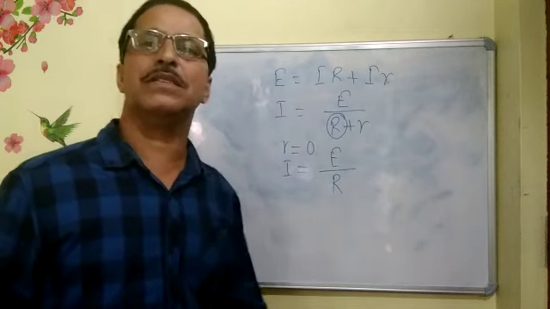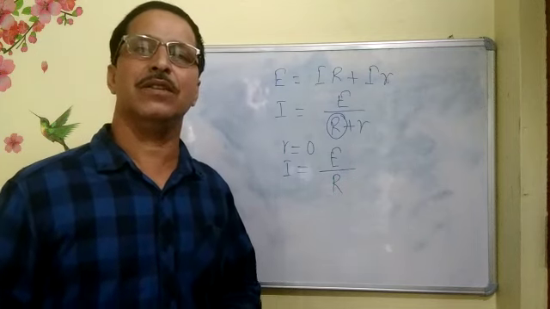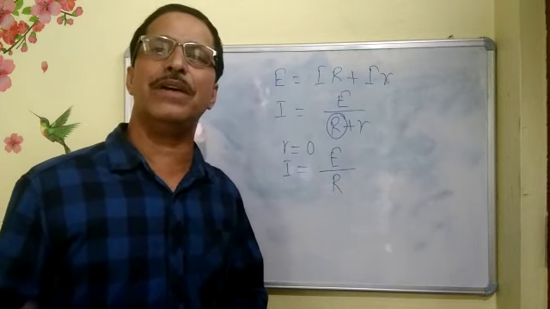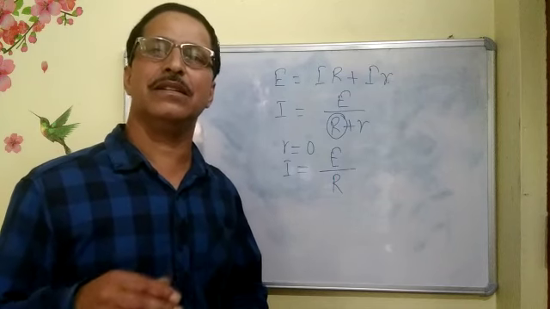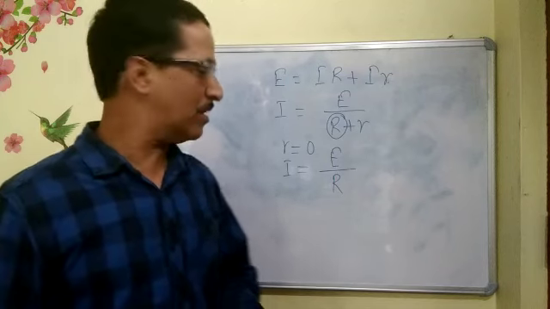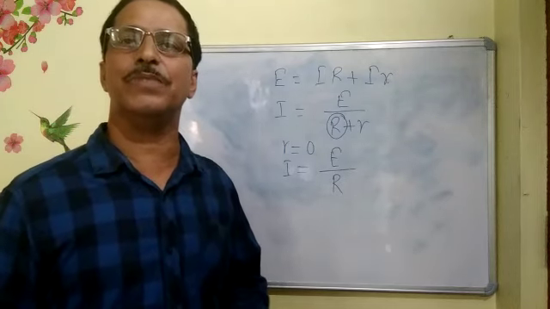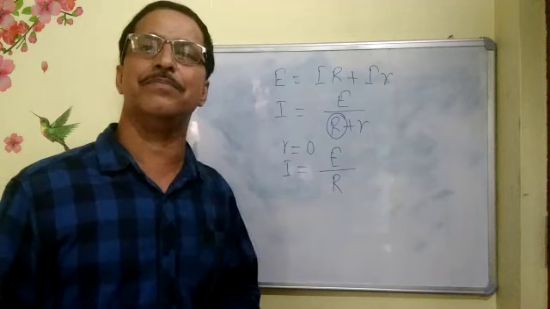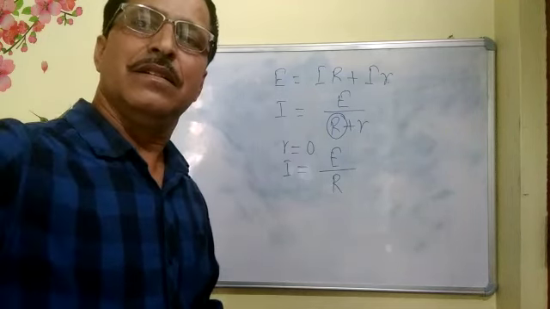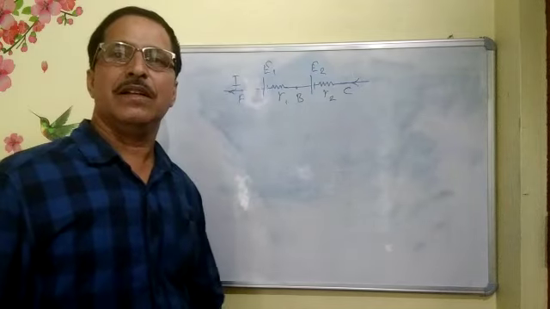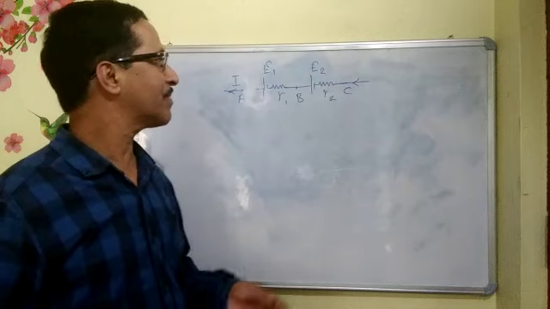We will now discuss the combination of cells and we'll see how the EMF of the cells will change on combining. And we have two combinations of cells. One is the series combination and the other is the parallel combination of the cells. Let us first discuss the series combination of two cells.